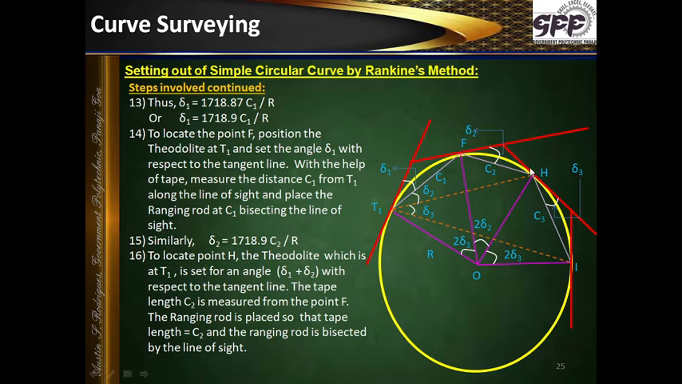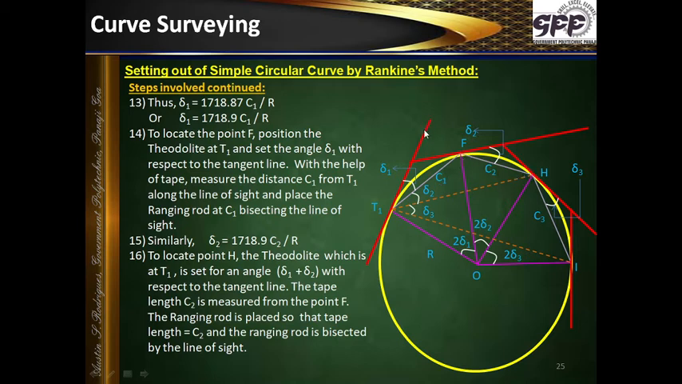Now I have to go to the point H over here. In order to go to the point H, I know this length as my chord length. I know the length C2 as my chord length. If I know the length of the chord, and if I know the radius, I substitute in this formula: delta 2 is equal to 1718.9 into chord length divided by radius, and I will get the value of delta 2. So I'm getting this angle delta 2, which caters to this particular chord length.